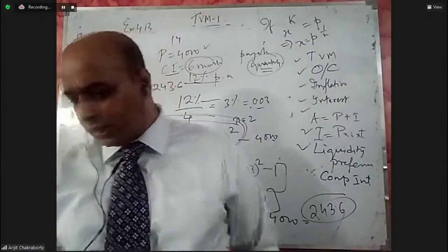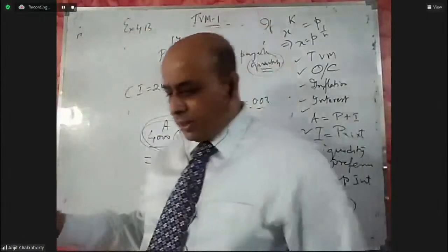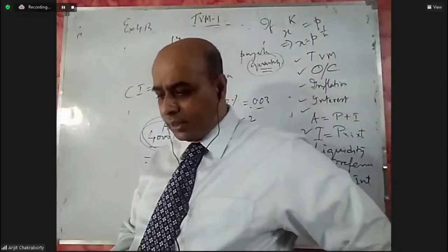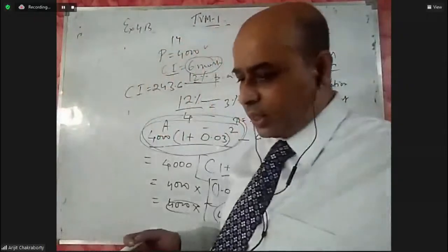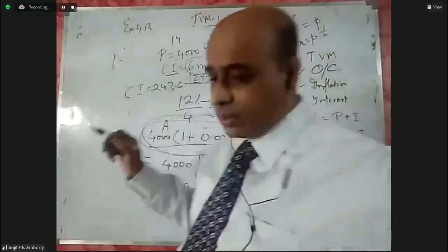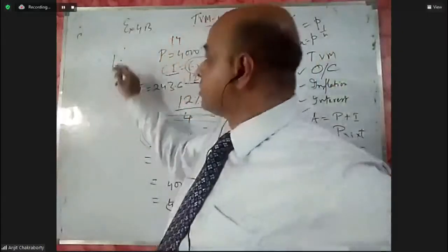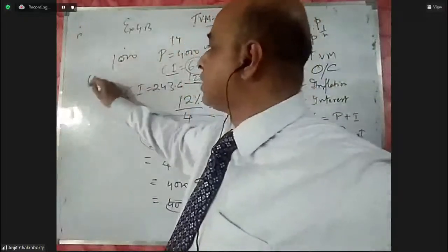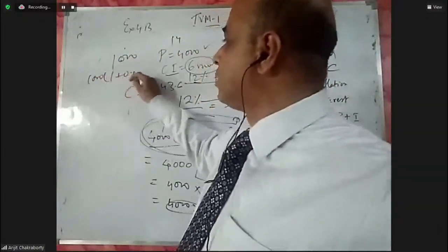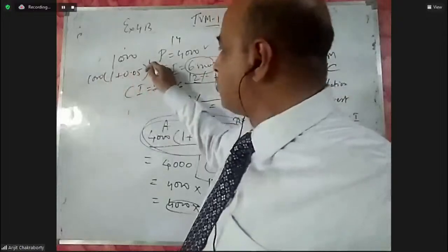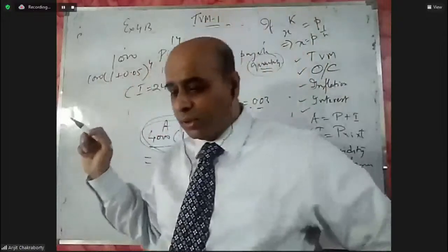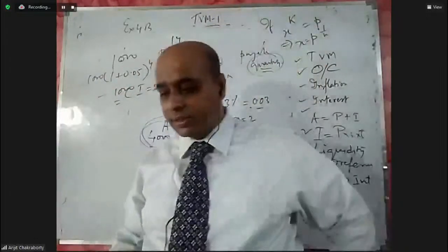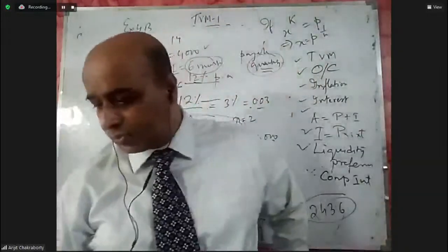Question number 1 also, I think you can do in this way. 5% interest is given. They have not talked about the compounding. N is 4, so we can directly take 1,000 as the principal, and the interest is 5%. So we can directly take 1,000 into 1 plus 0.05 to the power 4, where n is 4, minus 1,000. So I think that will give us the answer. Right. This is 4B number 1.